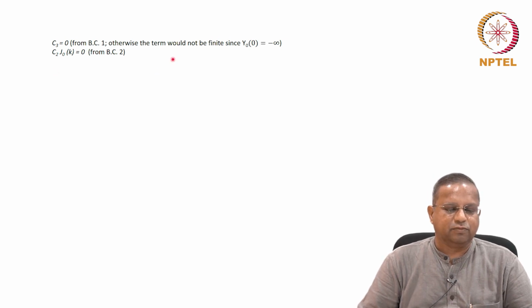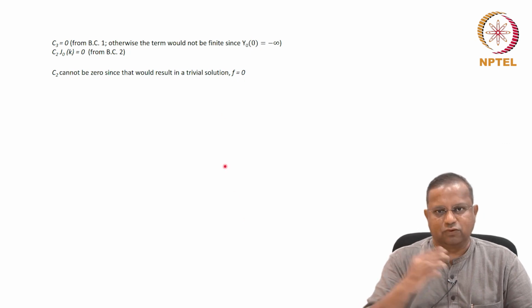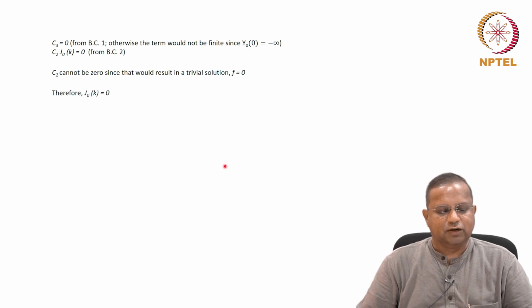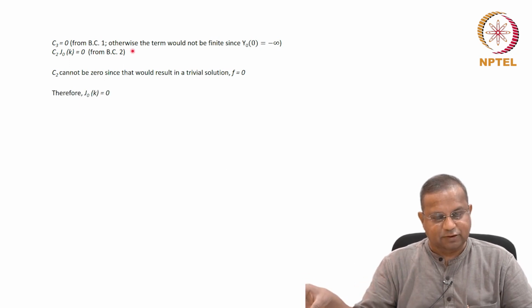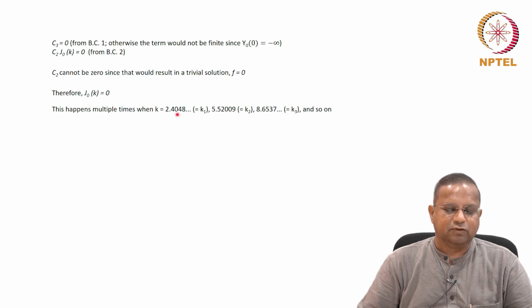Now C3 equals 0 from boundary condition 1, otherwise the term would not be finite, and therefore C2 times the Bessel function of the first kind of k equals 0, and C2 cannot be 0 since that would result in a trivial solution f equals 0. I'm just going to present this. You can go and work out the logic in your own time by understanding Bessel functions. Therefore, the Bessel function of the first kind of k equals 0, and this will happen multiple times when k equals 2.4048, 5.52009, and so on and so forth.